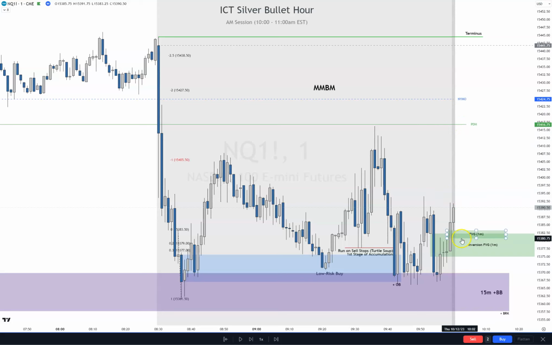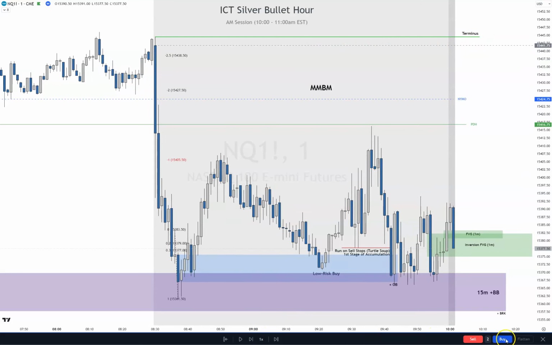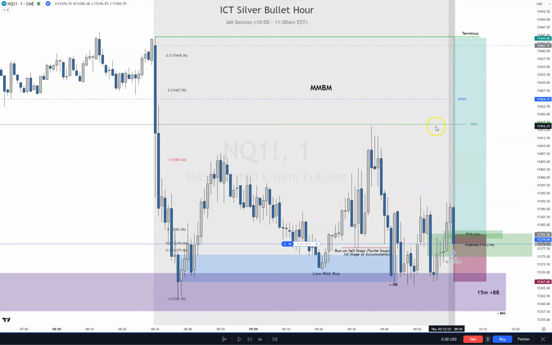All right. So if we come back in here, we're gonna buy 2 and get in this position, and we're gonna target the terminus right here. Buying 2 right there. There's my target. I'll take a partial right here.